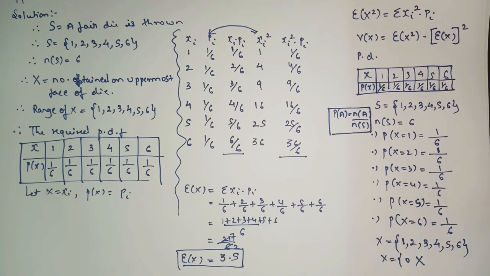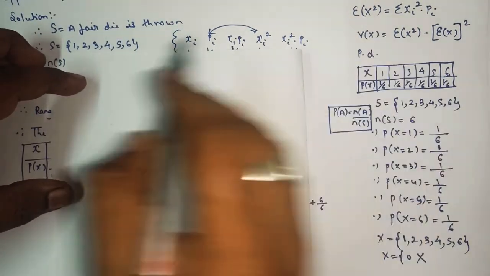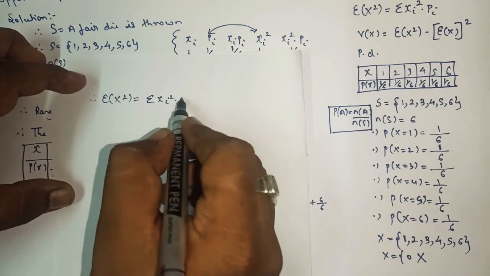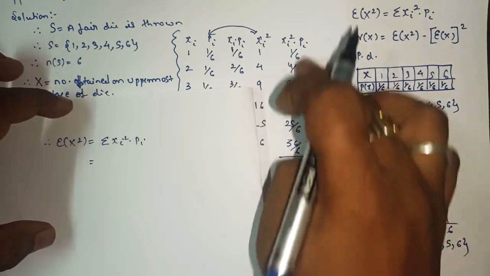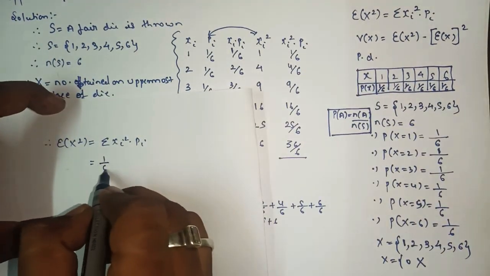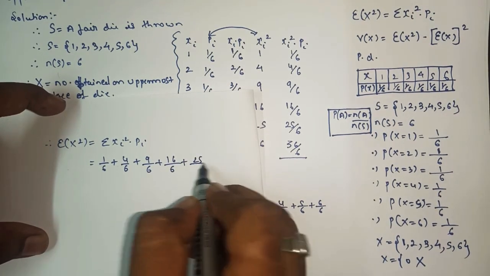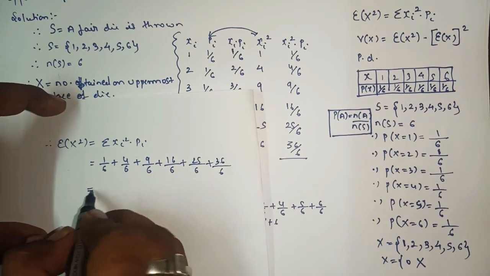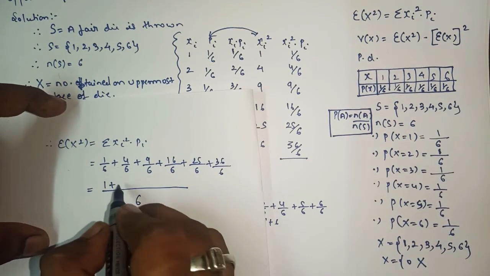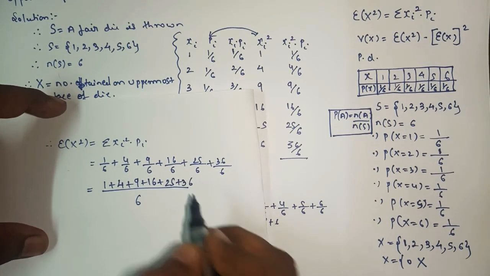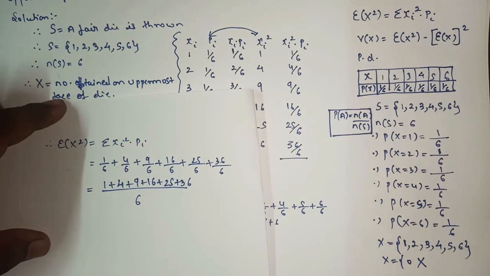So now we'll see how to find the variance. To find the variance, before that we have to find E of x square. The formula is total of xi square into pi. So we'll add the last column to get the answer: 1 by 6, 4 by 6, 9 by 6, 16 by 6, 25 by 6 and 36 by 6. Again, the denominator is the same, so the numerator will be what? 1 plus 4 plus 9 plus 16 plus 25 plus 36. Yes or no?